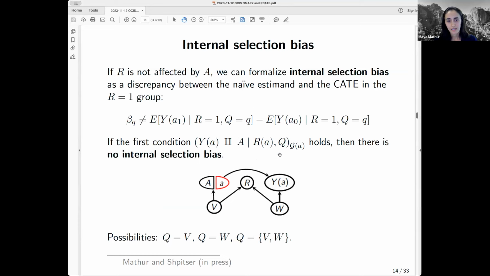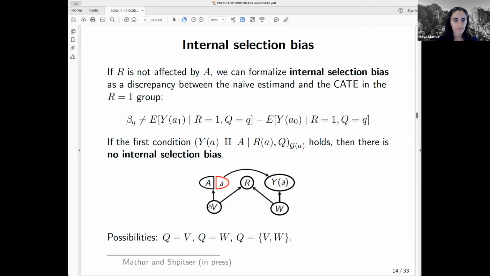So to be a little bit more specific about internal versus external selection bias, let's first think about cases where the selection indicator is not affected by the exposure A, and I'll explain why in a minute. In that setting, one way to formalize the idea of internal selection bias is as a discrepancy between our naive estimand beta_Q from our selected sample versus the conditional average treatment effect in that same group, the R equals one. It turns out that if this first condition holds, no backdoor path between Y^a and A conditional on Q and R, then there is no internal selection bias. And so in this M-bias structure, any subset of the covariates V and W would indeed suffice to get rid of the internal selection bias.